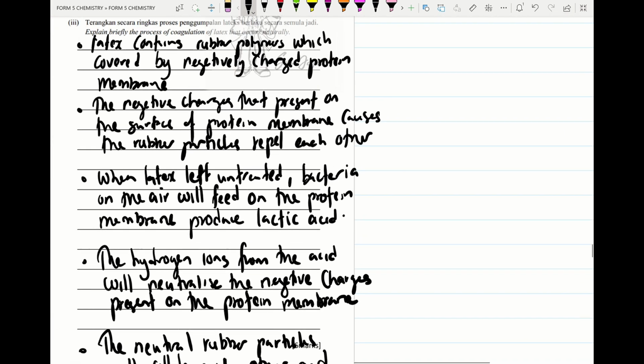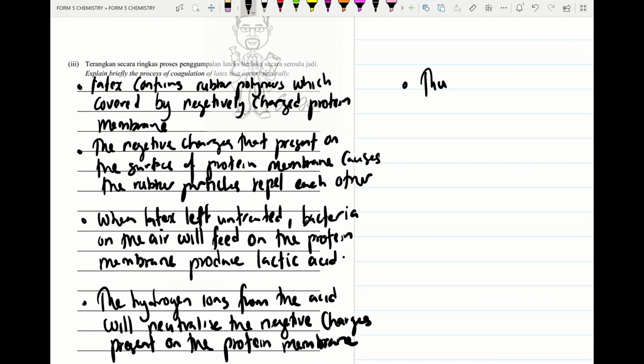All right, so we move on to the last point. I'll write here the last point: thus latex is coagulated. All right, so thus the latex is coagulated.